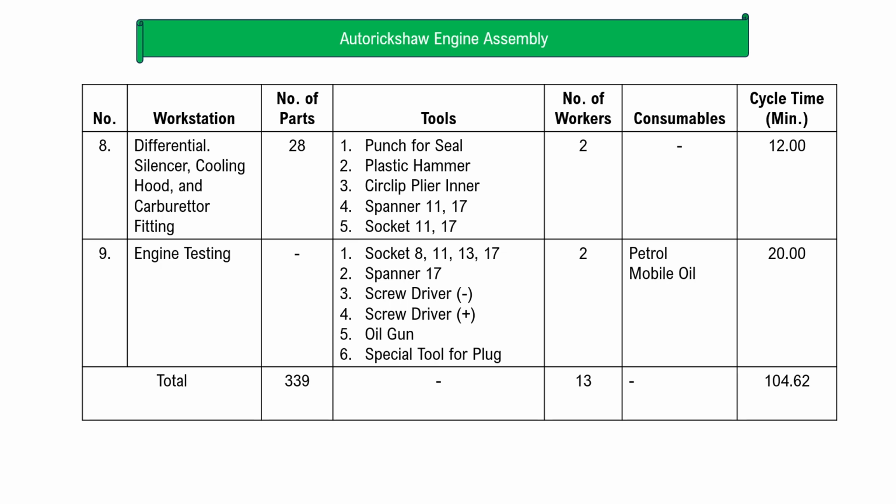Workstation number 8. At this workstation, we shall assemble differential, silencer, cooling hood, carburetor fitting. Total number of parts are 28. The tools required are punch for steel, plastic hammer, circlip plier inner, spanner, and sockets. The number of workers required are 2. Estimated cycle time is 12 minutes.